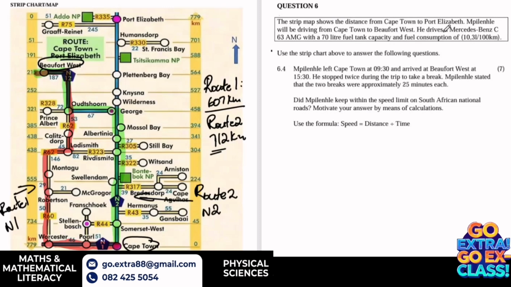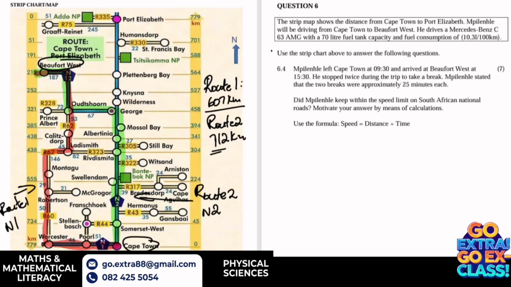Now it says here he drives a Mercedes-Benz C63 AMG with a 70 liter fuel tank capacity and fuel consumption of 10.3 liters per 100 kilometers. Now this is used in the street chart above to answer the following questions. So now here are the following questions. This is the last question.